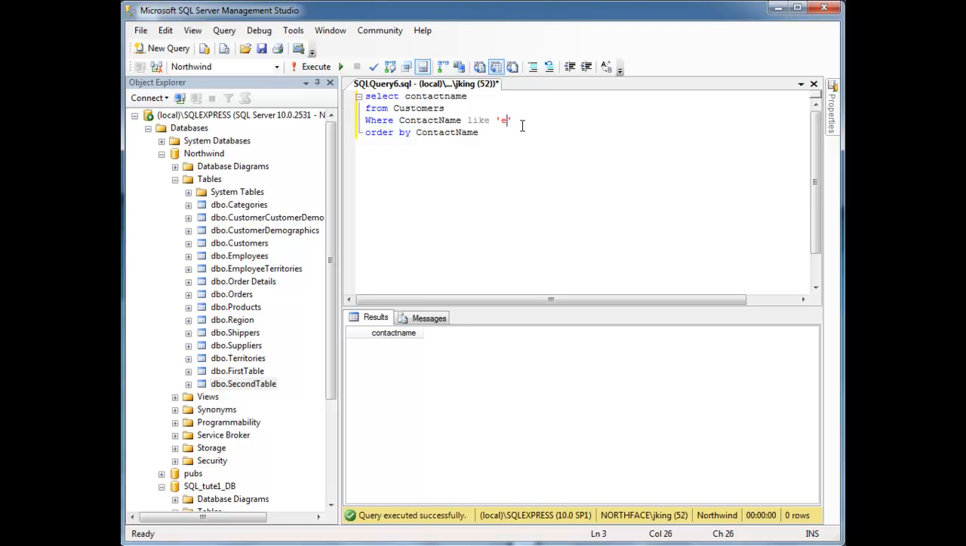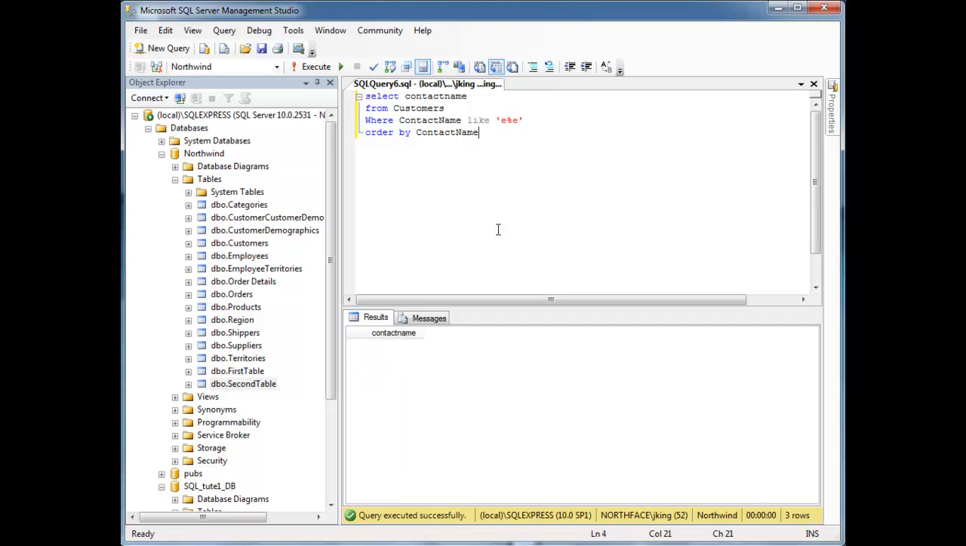So when I say E%, percent means any character and any number of characters right here. So I'm looking for people that start with the letter E and then anything that follows. If I run this, I get Eduardo, Elizabeth, and Elizabeth. So that's cool. Now watch what happens if I put another E here. Think of what this expression is saying. It's saying anything that starts with an E, anything in between, but then it has to end with an E.